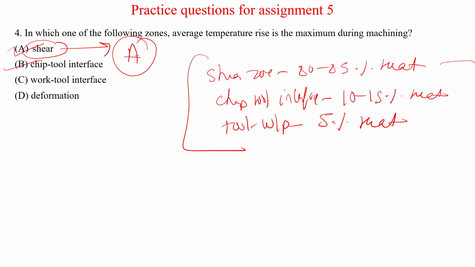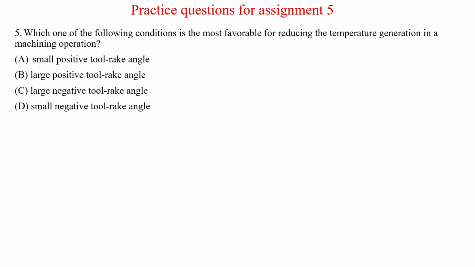Yes. Okay. Please answer this question. Which one of the following conditions is the most favored for reducing the temperature generation in a machining operation? Small positive tool rake angle, large positive tool rake angle, large negative tool rake angle, small negative tool rake angle. Please answer this. Which is responsible for reducing the temperature? Please relate how the temperature is related with the rake angle.